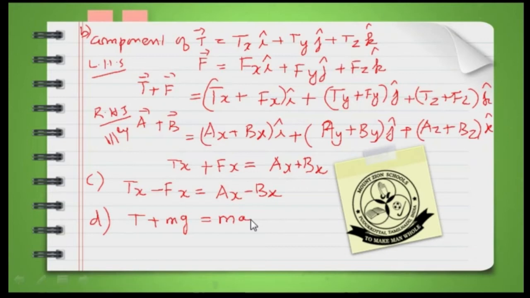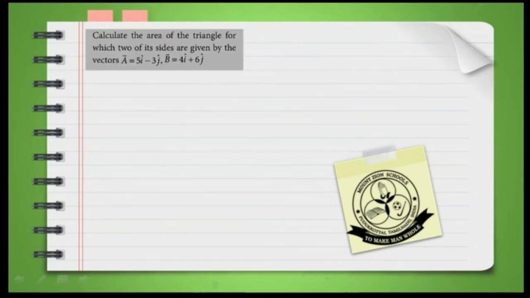Now coming to problem number 14. Calculate the area of the triangle for which two of its sides are given by the vectors A and vector B, values given. So you know very well here the formula of the area of the triangle. Yes, that we need to substitute the formula and find out. It's going to be mere vector product.